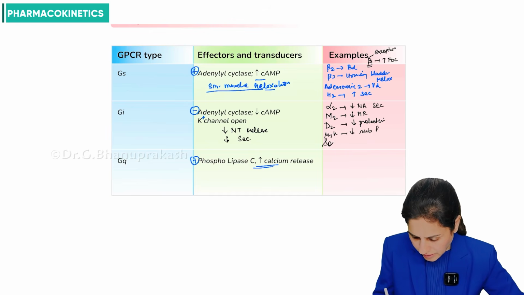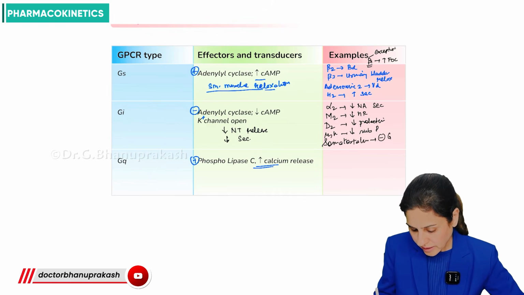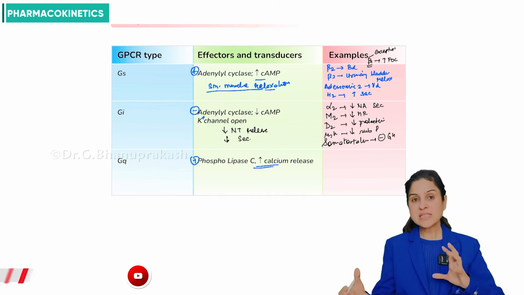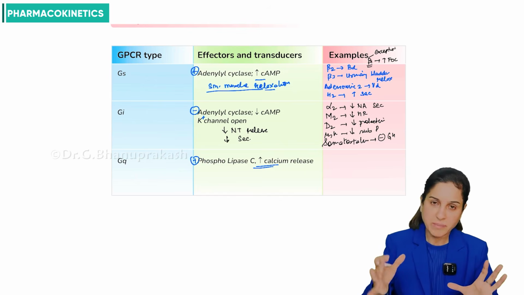Then there is somatostatin. They inhibit the growth hormone. So they are of inhibitory nature, or they decrease the neurotransmitter release. Wherever they are, they are going to inhibit something.